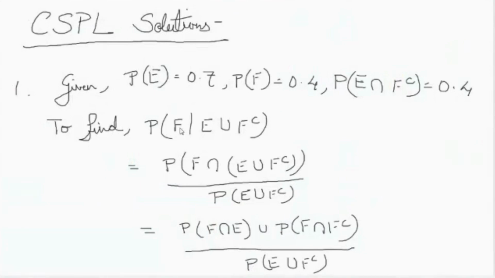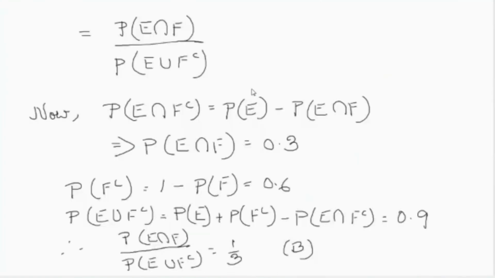So we apply the similar logic here. It reduces to probability F intersection E union F complement divided by probability E union F complement. Now we split up the numerator, which is probability F intersection E union probability F intersection F complement, divided by probability E union F complement. Moving on to the next page. Now this reduces to probability E intersection F divided by probability E union F complement.